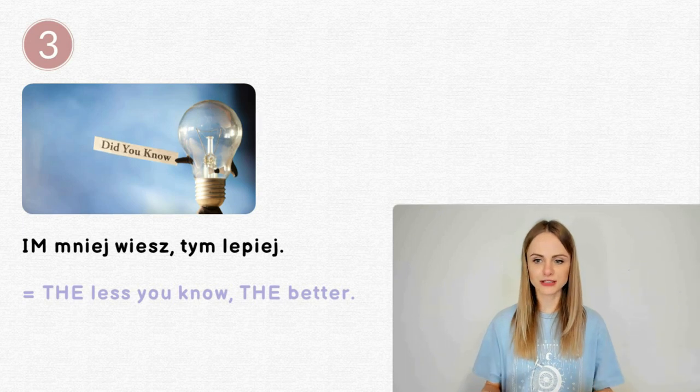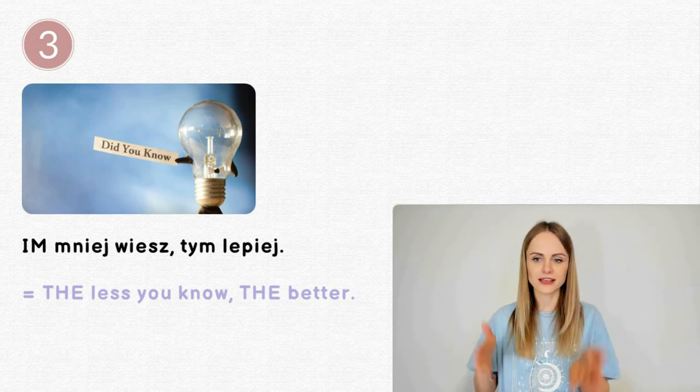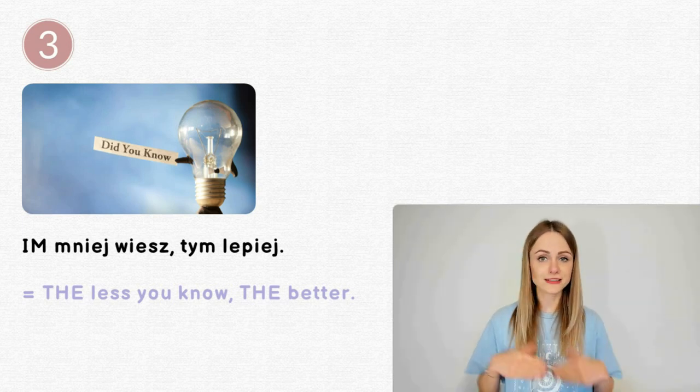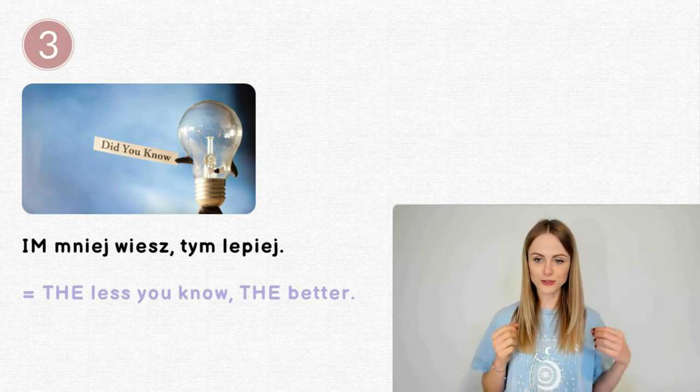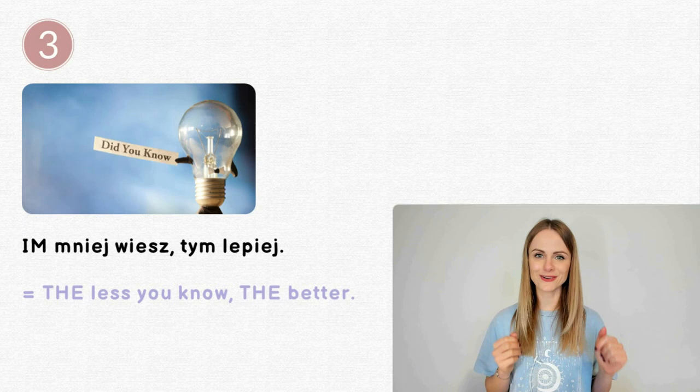We have an exception here, so we are not adding more. We are not adding any endings. This is an exception. Good, better, the best, like bad, worse, the worst. So the less you know, not the more, the less you know, the better.